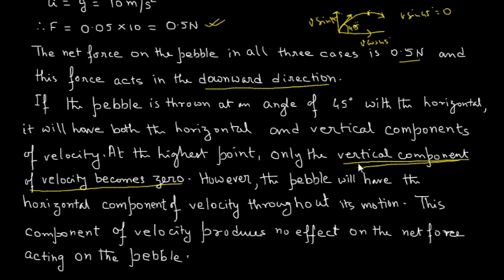However, the pebble will have a horizontal component of velocity throughout the motion, but this component, v cos 45 degrees, will be available throughout the motion, and this component of velocity produces no effect on the net force acting on the pebble. So it will have no effect on the net force acting on the pebble. So this is the complete answer of 5.2.